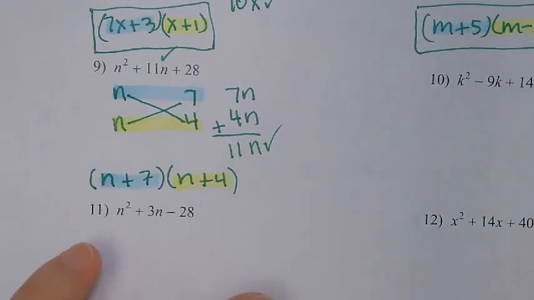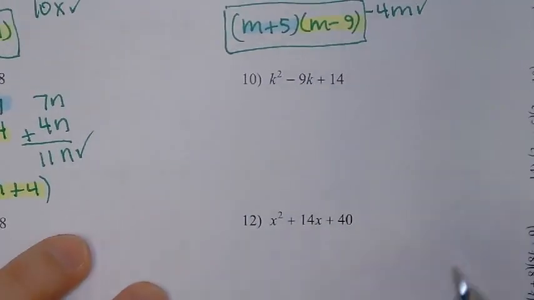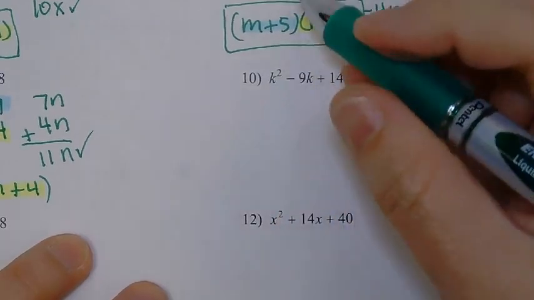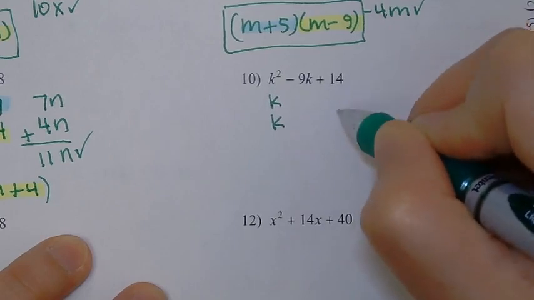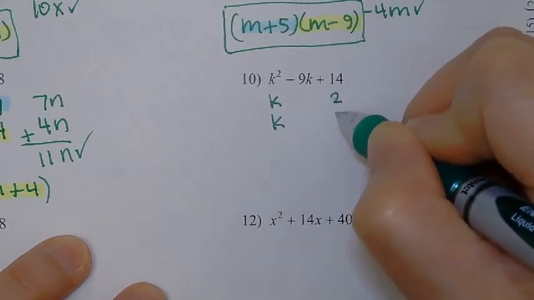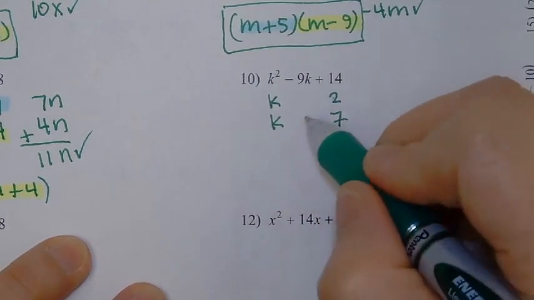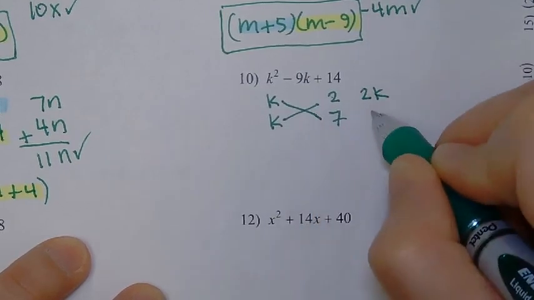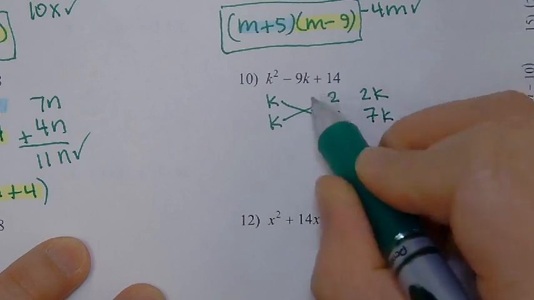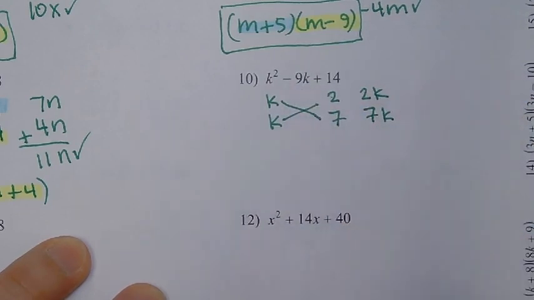Look at that, we're already on number 10. Again, if you haven't tried this by yourself, please do. K squared is going to be k times k. 14 is going to be 2 and 7. So 2 times k is going to be 2k. 7 times k is going to be 7k. And we want it to be negative 9. The only way that can happen is if they're both negative.